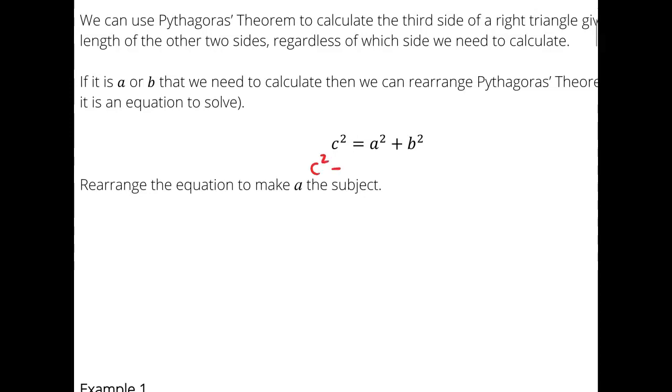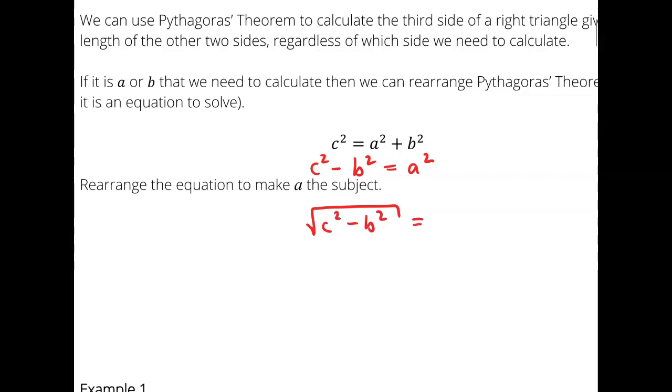So step 1, c squared, what do we have to do? What's in the way of the a? The b squared. So we've got to take away b squared. And then what's the next step? Elsie? Yeah, so undo the square by writing the square root.